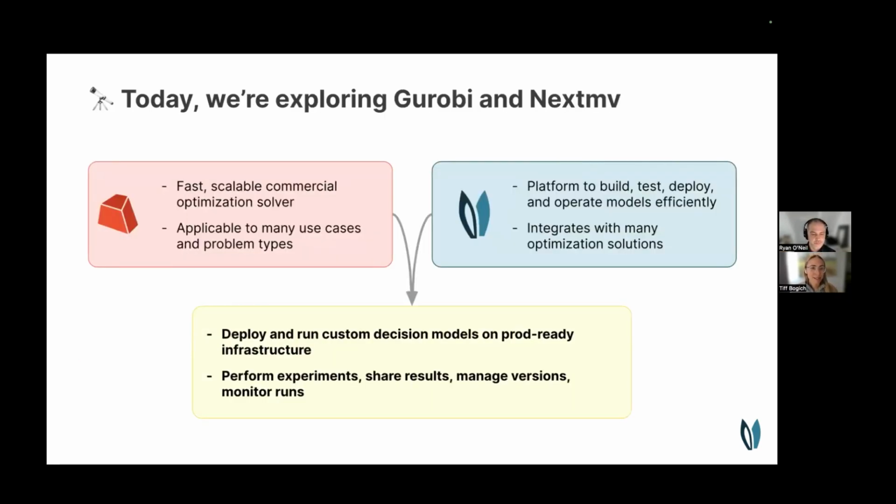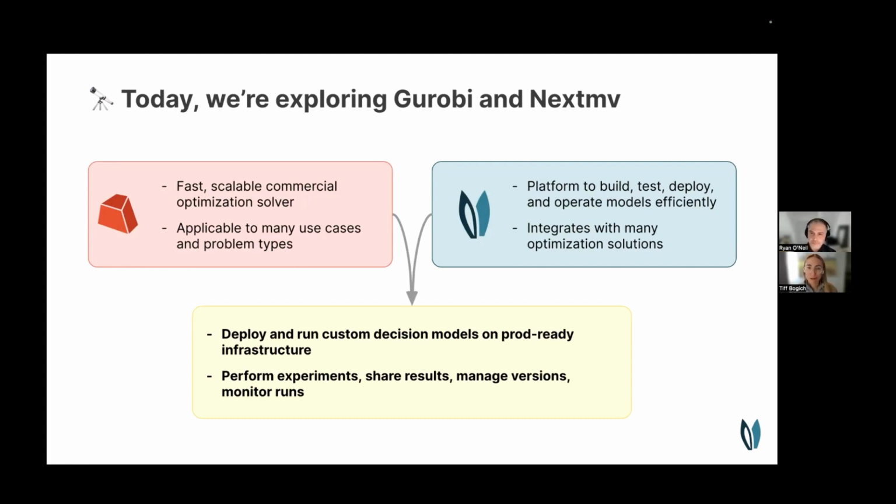So today we're going to be diving into two technologies, Gurobi and NextMove. But before we dive into how they work together, I'll talk a bit about each of them separately. Gurobi, as many of you know, is a fast, scalable commercial optimization solver. There are many applications to different use cases, and it's used for solving complex problems. NextMove is a DecisionOps platform for building, testing, deploying, and operating decision models. The platform integrates with many different optimization solutions, including Gurobi.